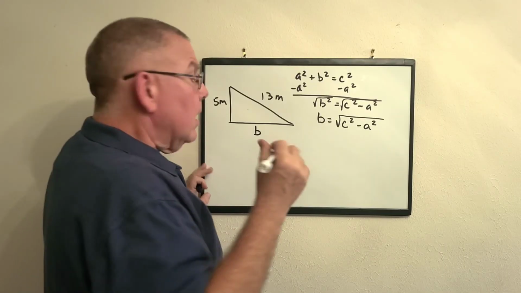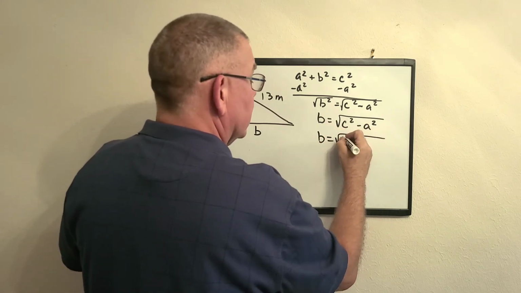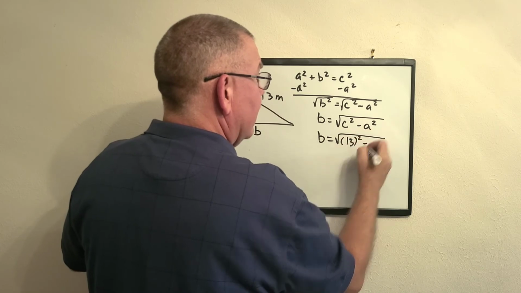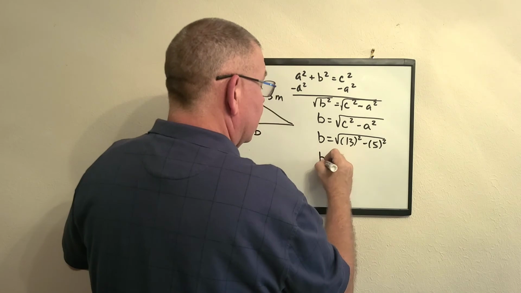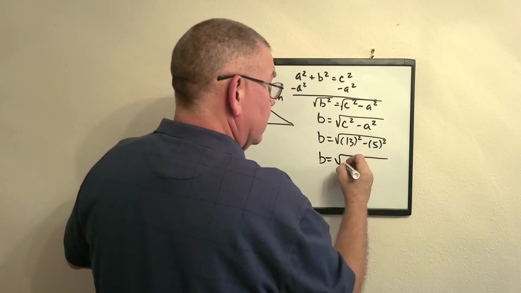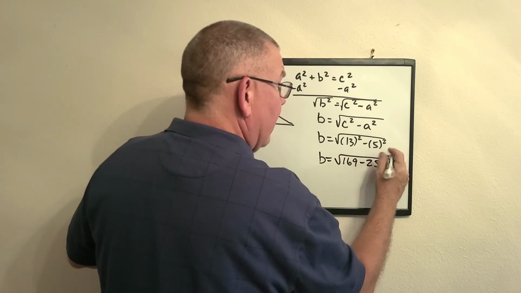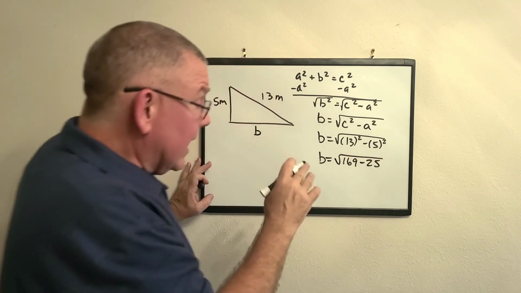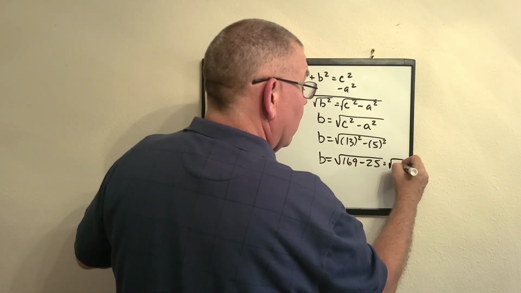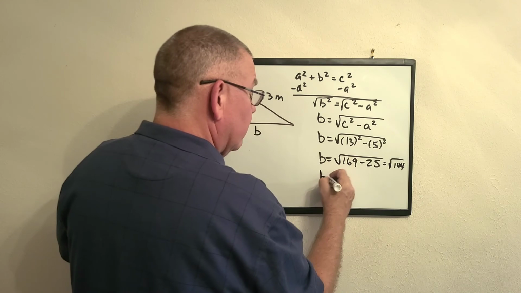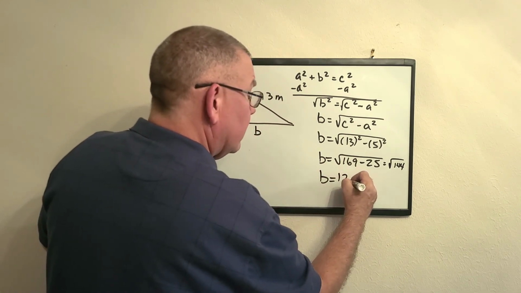Okay, now, here we go. We plug in what we know. C is 13. We square that. A is 5. We square that. So you're going to get 13 squared is 169. 5 squared is 25. When you take 169 minus 25, you get the square root of 144. When you take the square root of 144, you get 12. So B is 12 meters.